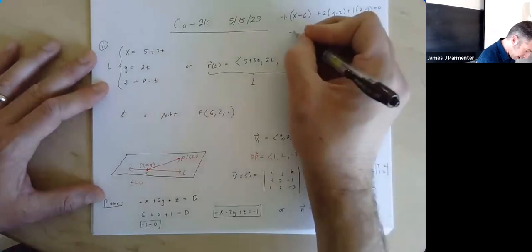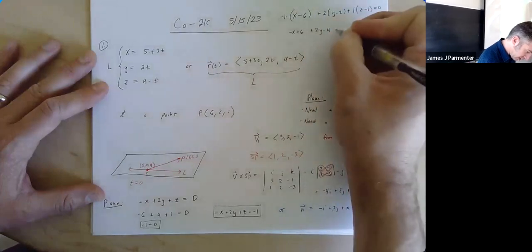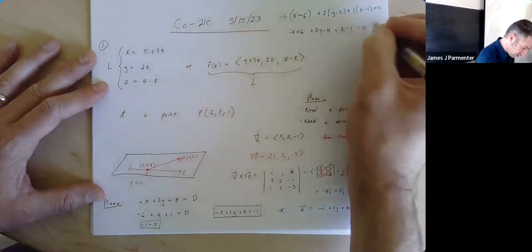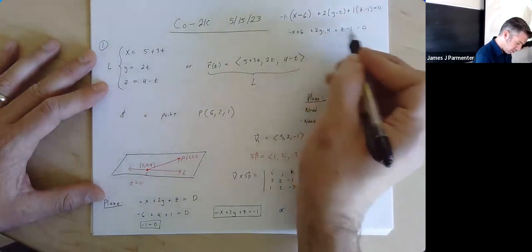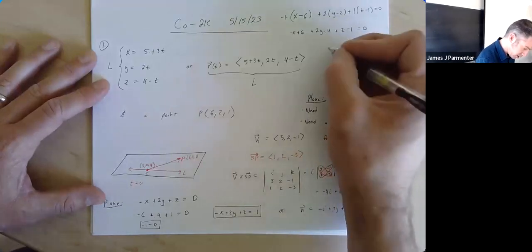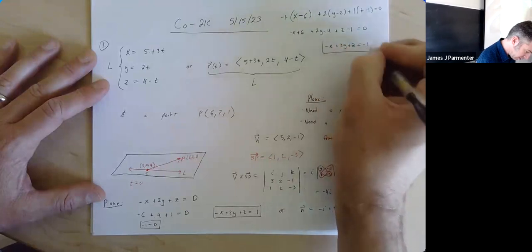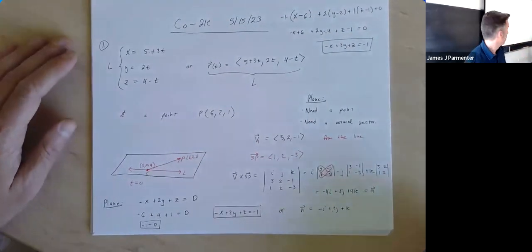So this ends up being negative x plus 6 plus 2y minus 4 plus z minus 1 equals 0. Then 6 minus 4 is 2, minus 1 is 1, and moving it to the other side, it's going to be negative 1. So you get negative x plus 2y plus z equals negative 1.